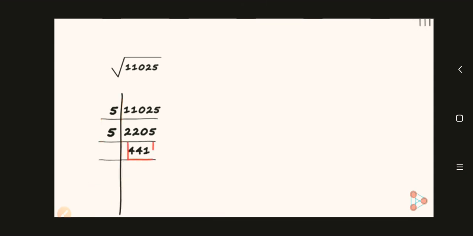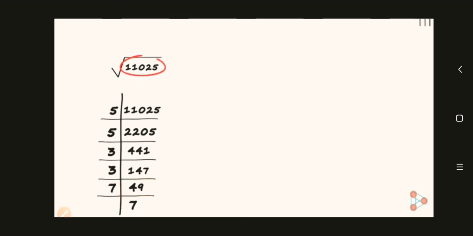Now, since 441 is divisible by 3, let us write 3 here. And 3 multiplied by 147 gives us 441. This number is also divisible by 3. And 3 multiplied by 49 equals 147. And the only prime number 49 is divisible by is 7. And 7 multiplied by 7 is 49. And yes, we stop here since 7 is a prime number.